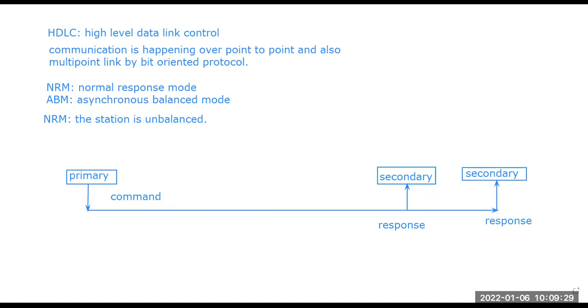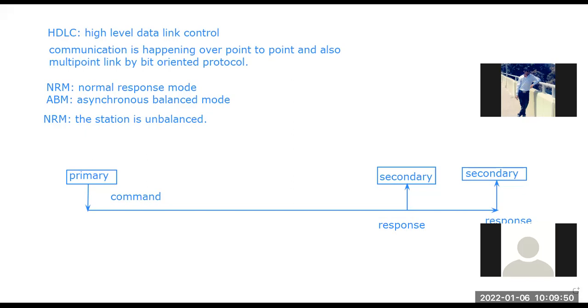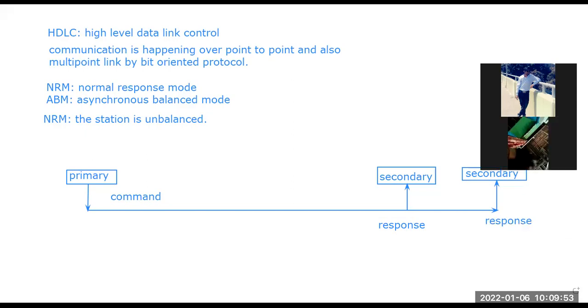So NRM works over point to point or multi-point links. That is why we said in the first line of HDLC that the communication happens over point to point or multi-point links. If there is one single secondary station, it is a point to point link, and if there is more than one secondary station, just like we have drawn, that is called a multi-point link. In either case, the primary station sends some command and the secondary station responds to it, right?